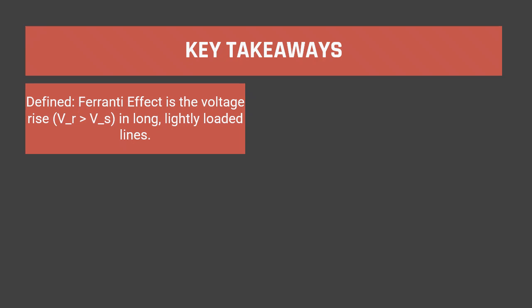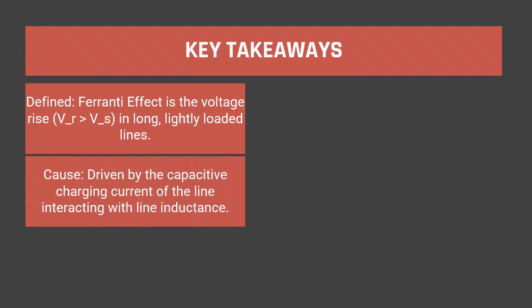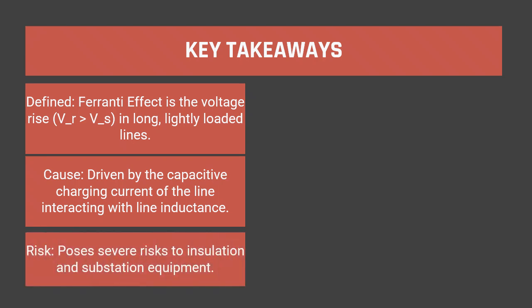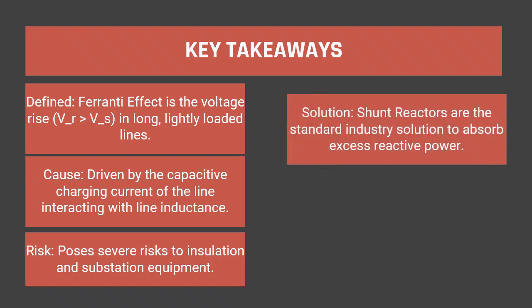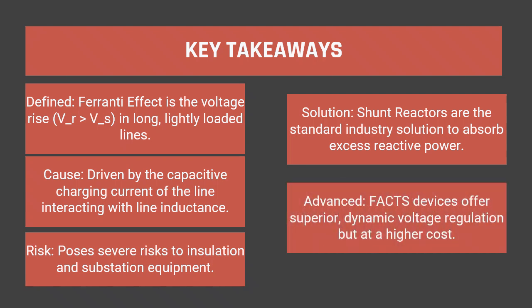Key takeaways. In summary, remember these key points. First, the Ferranti effect is the non-intuitive rise of voltage at the receiving end of a long line. Second, it's caused by the line's distributed capacitance generating reactive power. Third, the system risks include insulation breakdown and equipment damage. Fourth, the primary solution is the strategic use of shunt reactors to absorb the excess reactive power. Mastering reactive power management through these devices is essential for operating reliable extra-high voltage grids.